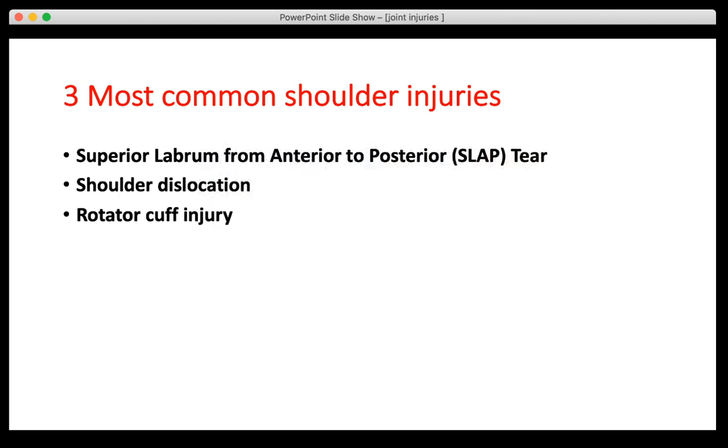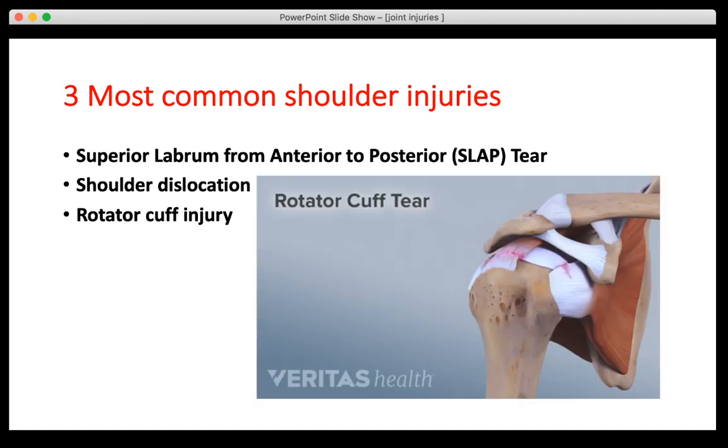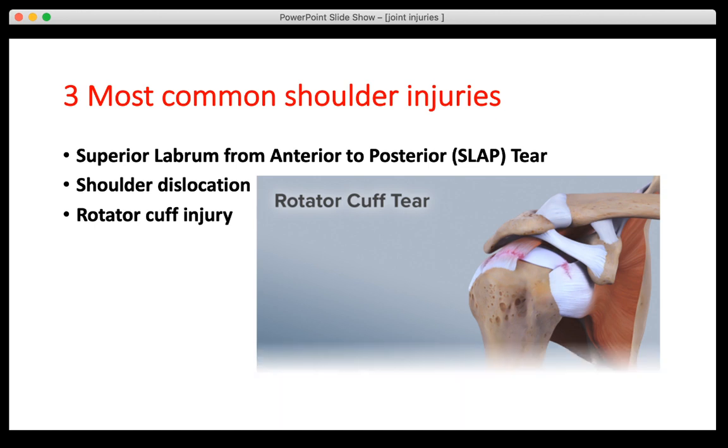Then the third one is a rotator cuff injury, and here the cuff ligament gets torn. So a rotator cuff tear will also lead to a lot of problems. All these shoulder joint problems don't allow you to play. It will stop your playing. You have to take proper treatment, only then can you return to play. And depending on the seriousness of the injury, you have to stay out of the game. Now I'll discuss all of these.